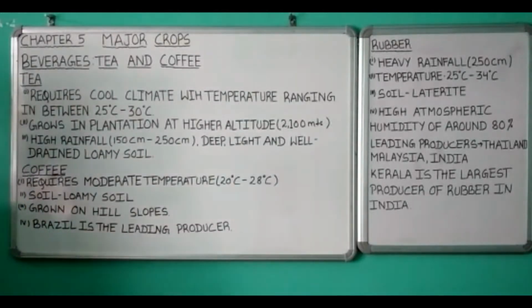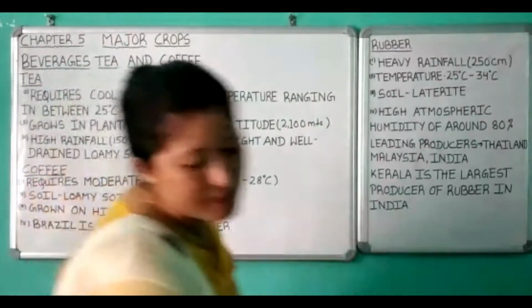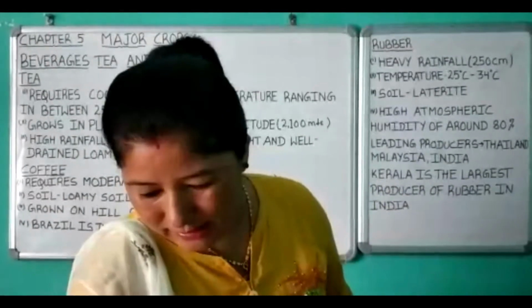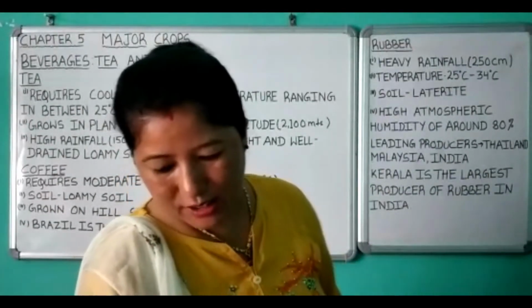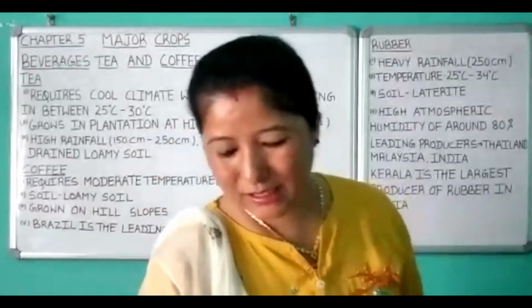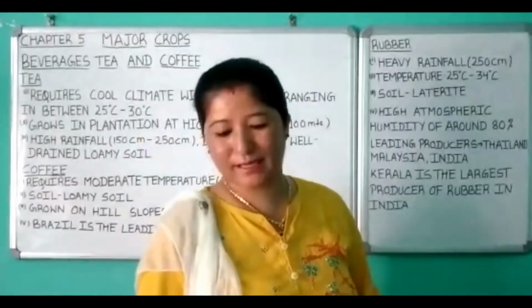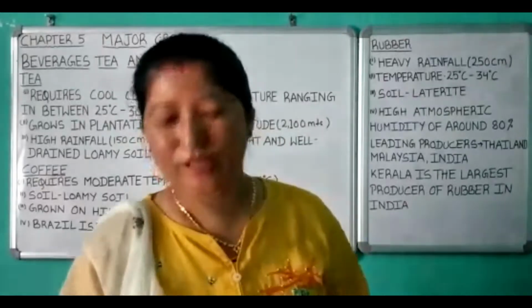Then let's see the leading producers. You can check it in the textbook on page 55. The leading producers are India, China, Sri Lanka, Japan and Indonesia. And in India, Assam, Himachal Pradesh and Kerala are the major producers of tea.